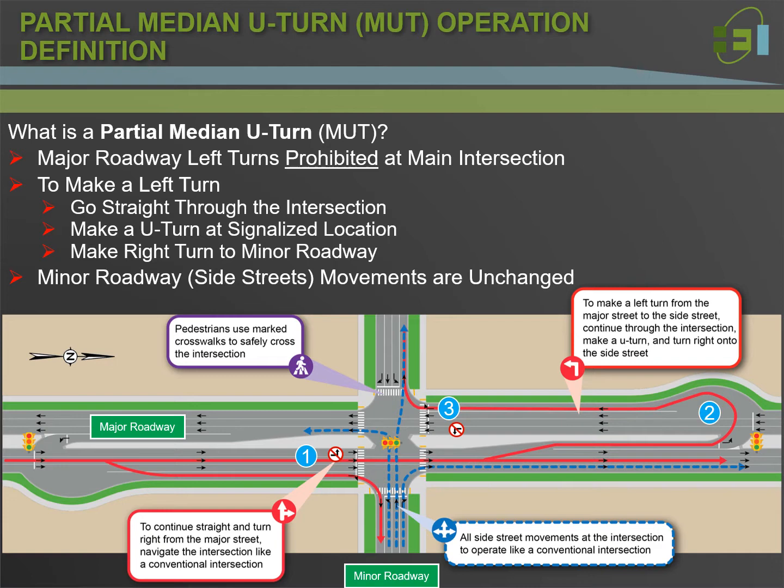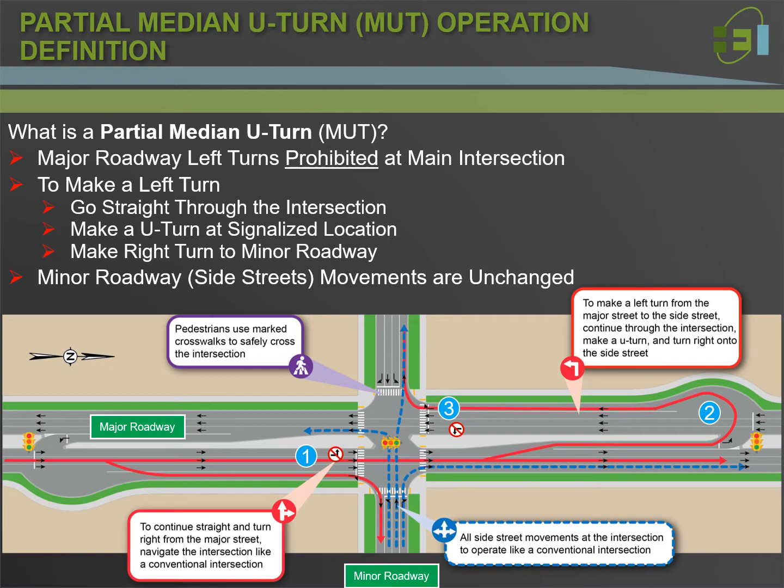At a MUT intersection, direct left turns from the major street are replaced with a downstream U-turn, followed by a right turn. Due to the high traffic volumes on State Street and limited gaps between vehicles, the U-turn locations would be signalized for U-turners and for opposing through traffic. The minor roadway or side street turning movements are unchanged under a partial median U-turn.